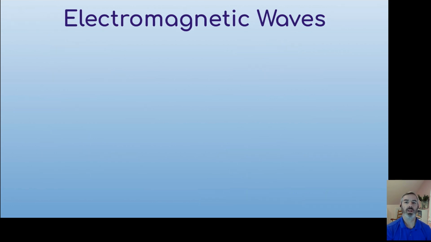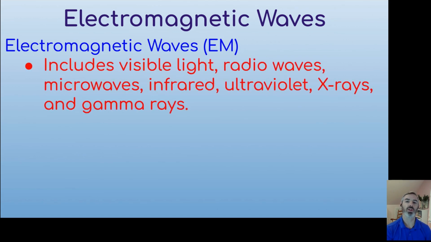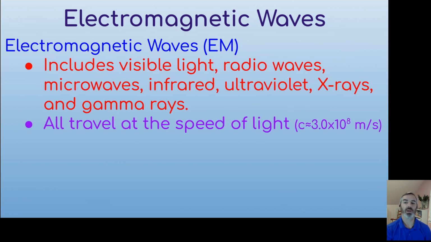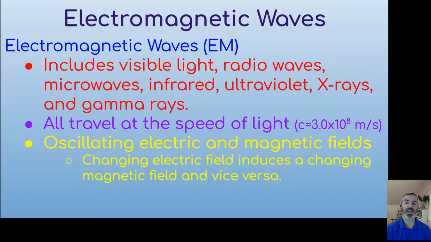Now, we've been talking about electromagnetic waves and light, visible light, but radio waves, microwaves, infrared, ultraviolet, X-rays, and gamma rays are also forms of electromagnetic waves. All of them travel at the speed of light, which is 3 times 10 to the 8th meters per second, and what causes them is oscillating electric and magnetic fields. The changing electric field induces a changing magnetic field, and vice versa.